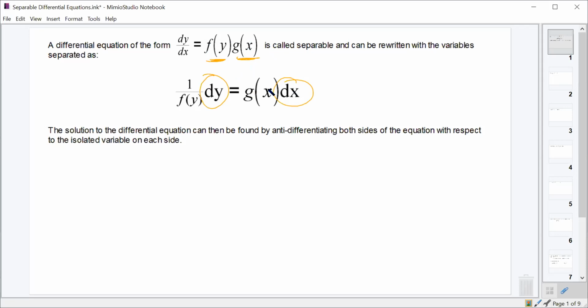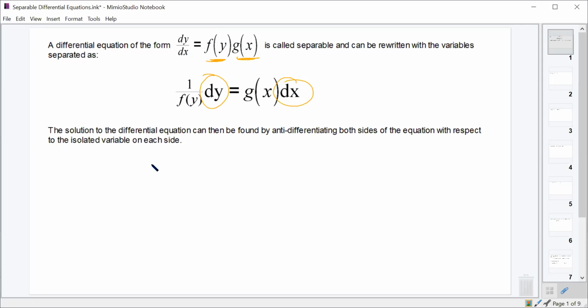In this case, we'll divide by f of y to get it with the dy, and we'll multiply by the dx to bring it to the side with the g of x. This is called separating the variables, and this is what we do for a separable differential equation, which is any differential equation with x and y where they're being multiplied or divided by each other.